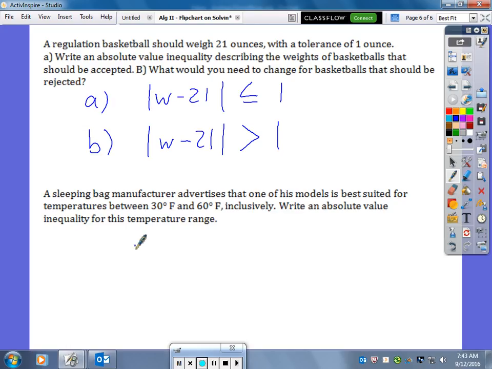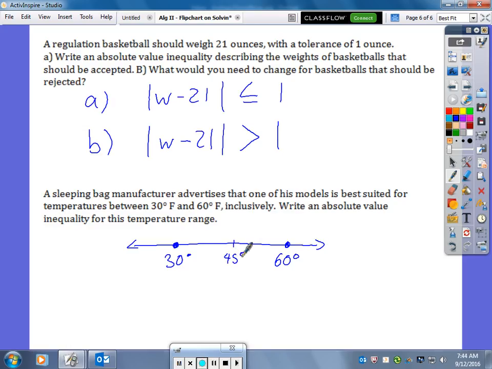But what better thing to do than using a number line, right? So we got 30 degrees on one side and 60 degrees on the other. And that's the range within which that sleeping bag works. So, well, we're going to now have to find the exact midpoint between 30 and 60. With a little bit of math, we figure out that that has to be 45, right?